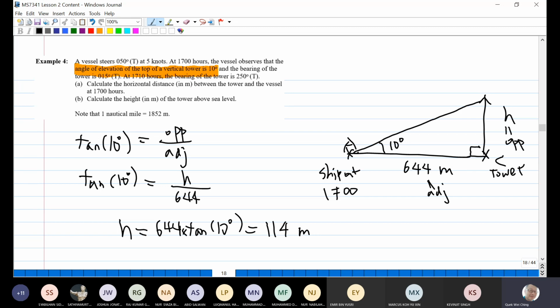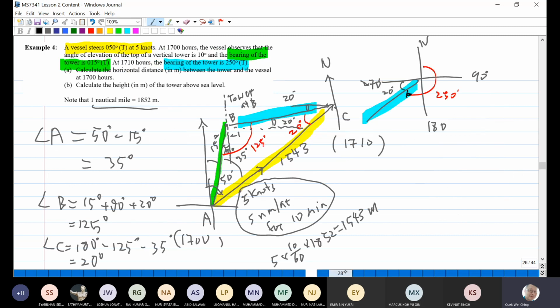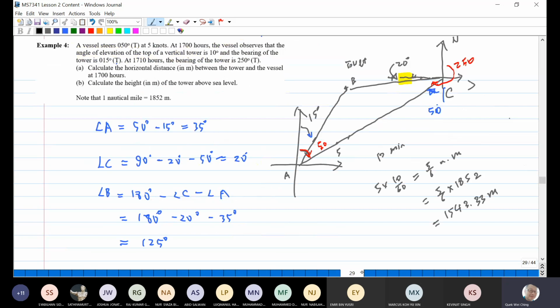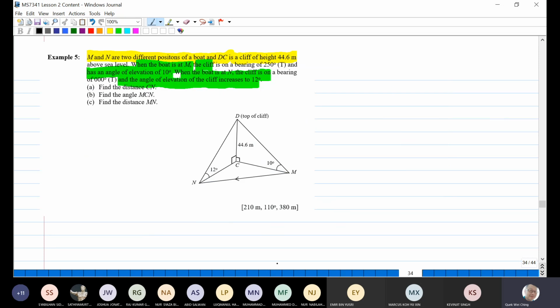Okay, so this is example 4. Let's look at example 5. So let's look at example 5 now. So again, there are a few diagrams in example 5 when you look at the notes there. So let's try to look at this situation.